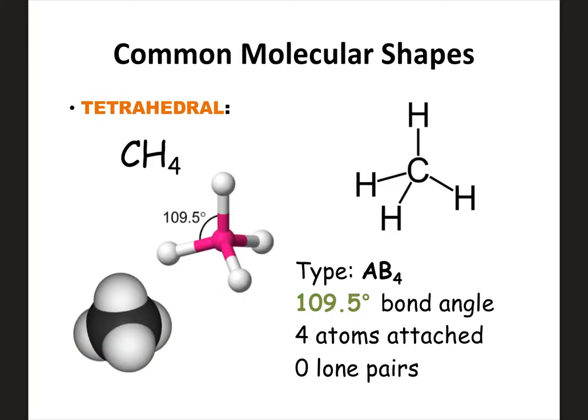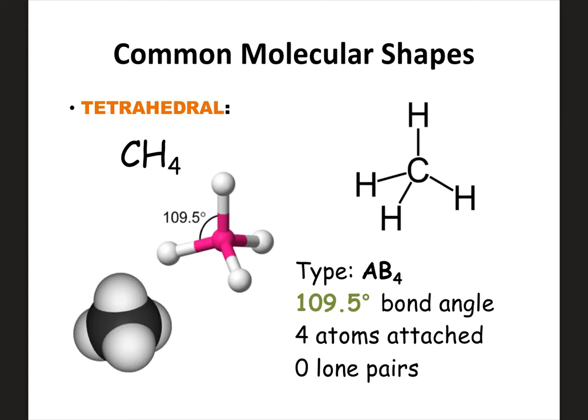The next shape is tetrahedral. This one has 4 attached to the center and no lone pairs on the center. So far, all of our first 3 shapes have had no lone pairs on the center. But if you notice, this is the first shape that is not flat. Linear and trigonal planar were both flat, but this one has a 3-dimensional component to it. It gets the valence electrons as far apart as possible, gets a 109.5 bond angle here, so it has a 3D shape.